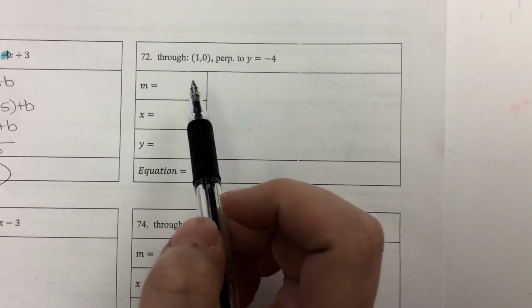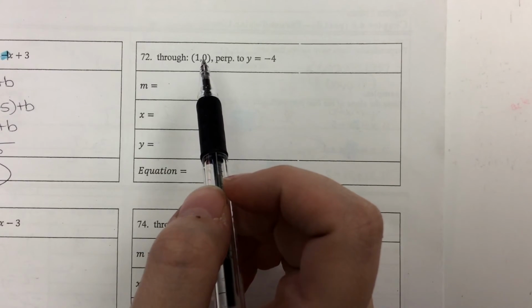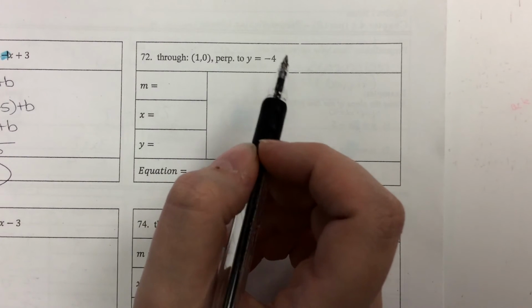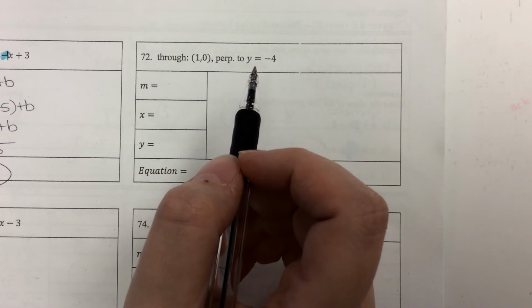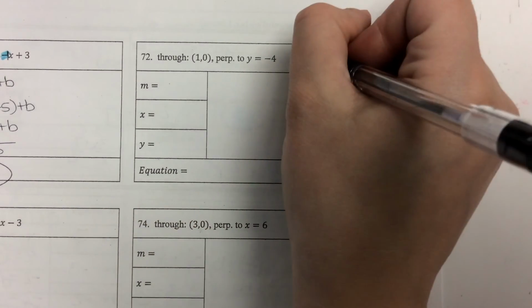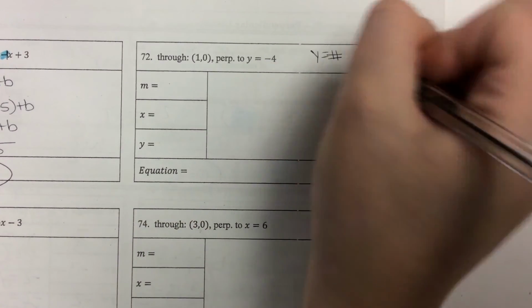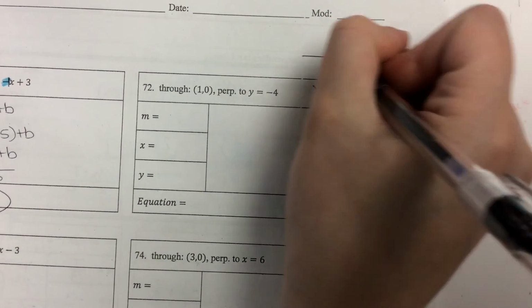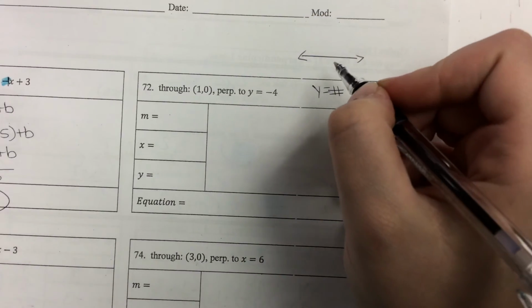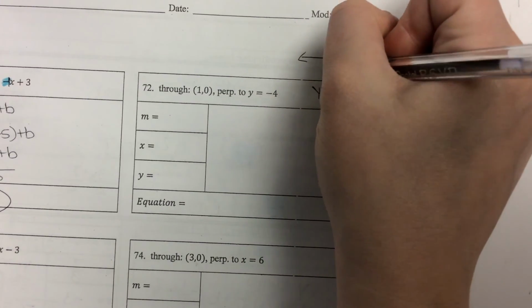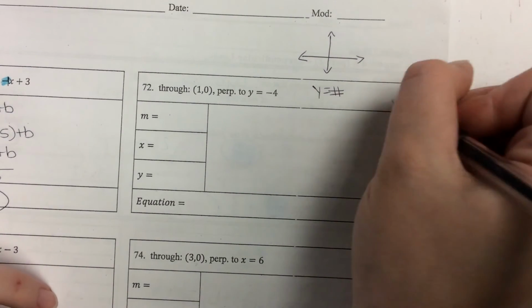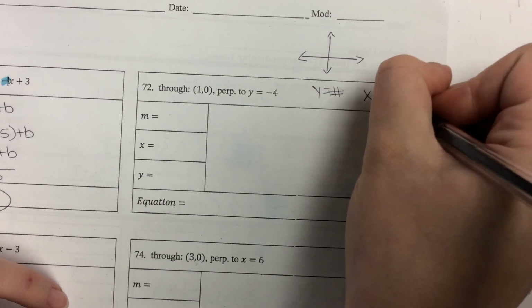In number 72, we have a line that goes through point (1, 0) and is perpendicular to y equals -4. Now, this equation might look a little bit different, but remember what we talked about when we did our lesson on horizontal and vertical lines. Y equals a number. This is a horizontal line, okay? So think about it. If you have a horizontal line and you want a line that is perpendicular to this, you're going to want a vertical line, okay? And if you remember, vertical lines are x equals some number, all right?